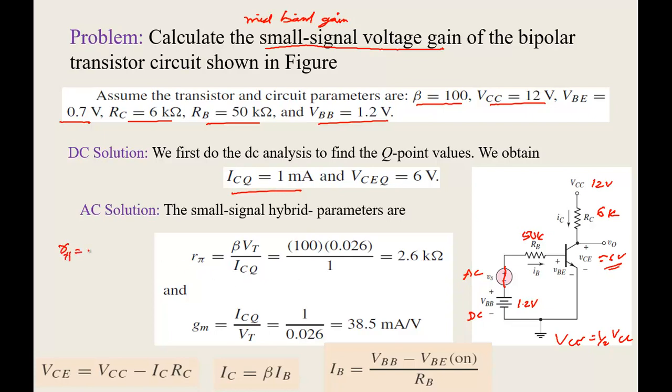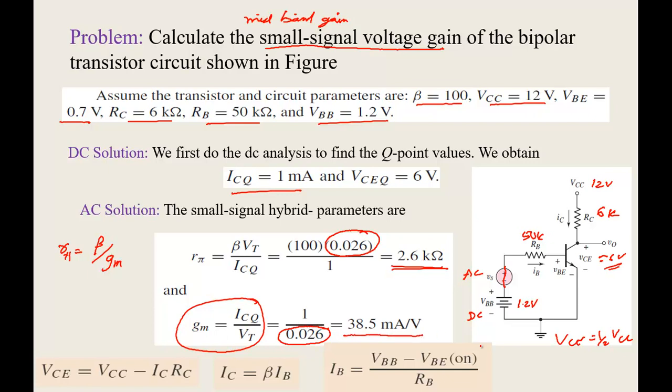So R pi you can straight away find. R pi is basically beta by GM, and GM is basically ICQ by VT. Substitute here, you will have beta VT by ICQ, and all the values are given. So straight away you find the value, it is 2.6 kilo-ohm. Similarly GM is ICQ by VT. VT should always be 26 millivolts. Just understand that, mostly room temperature only, unless otherwise specified. So what you have here is 38.5 milliampere.